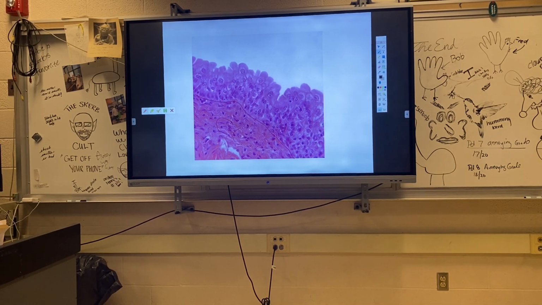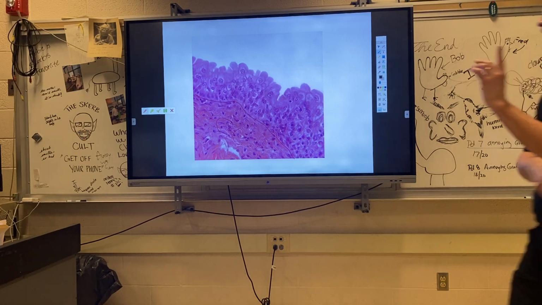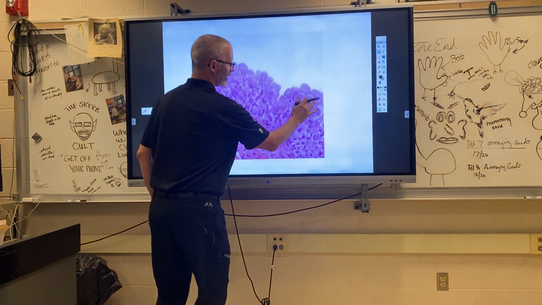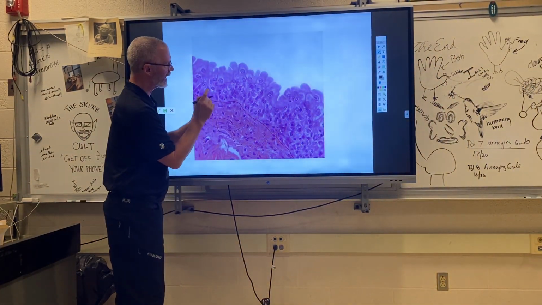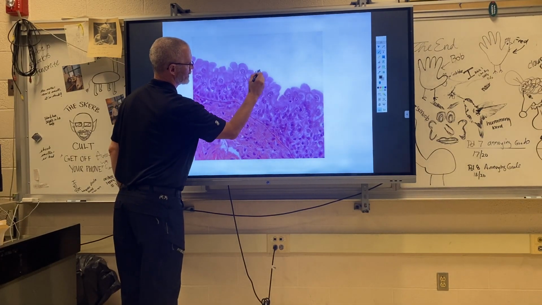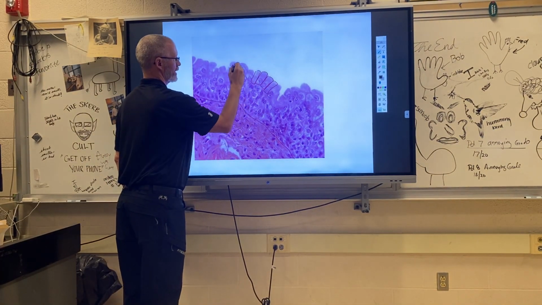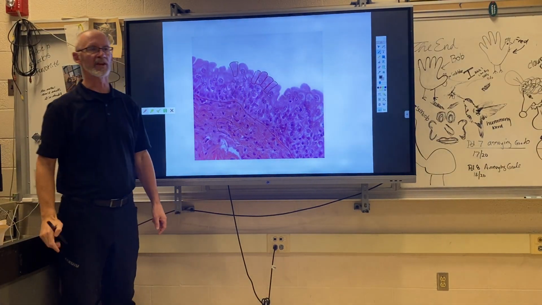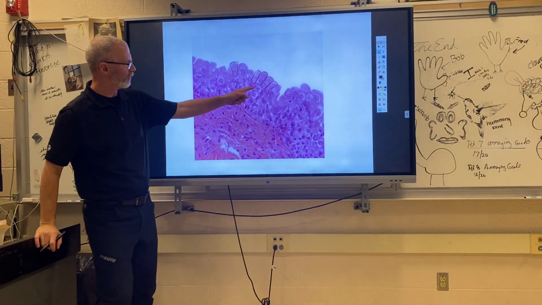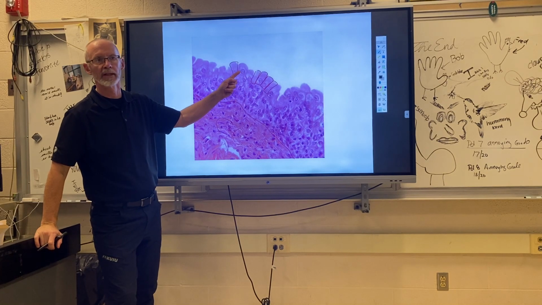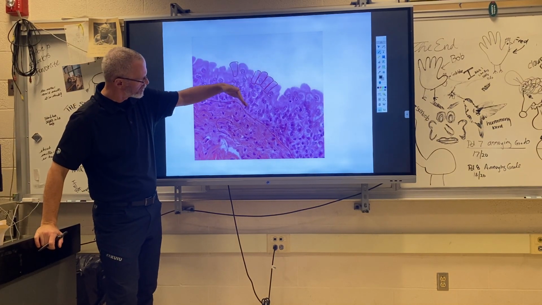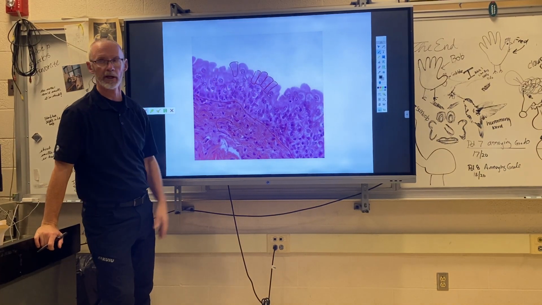Stratified columnar. That is correct. The stratified part I think is pretty easy, right? You guys see there's multiple layers of cells. But here's where, if you looked here, you might say cuboidal, but you have to look right here. There's another one. Because if they were all cuboidal, would there be any shape like a column? No. So that's where you have to look. This is stratified columnar epithelium.